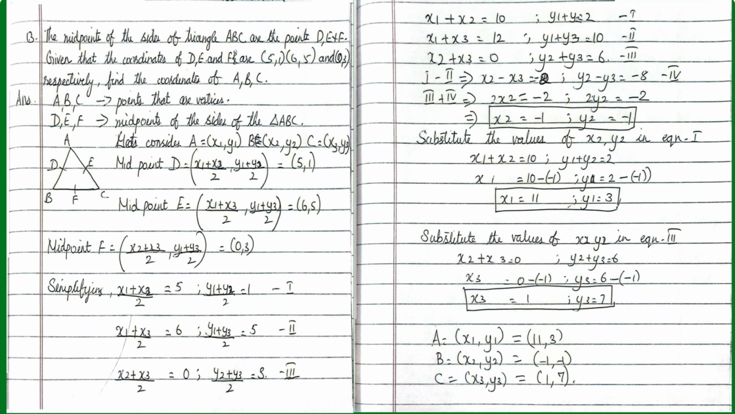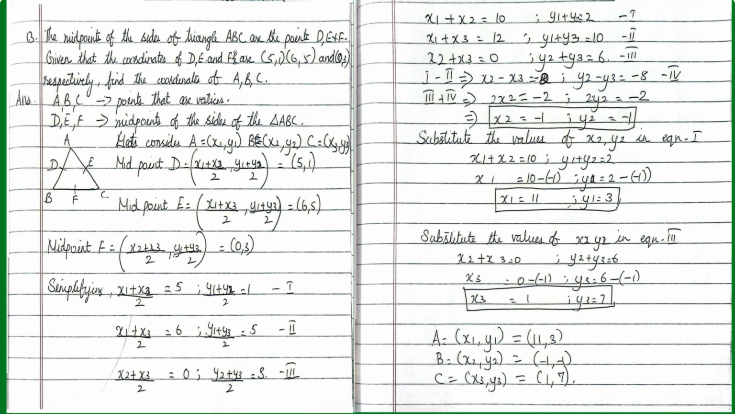A, B and C are the vertices of the given triangle, and D is the midpoint of AB, E is the midpoint of AC, and F is the midpoint of BC. The values of only the midpoints are given, and the coordinates of A, B and C we need to find out. So let's consider A, B and C, we do not know the values. So let's assume A to be equal to (x1, y1), B to be equal to (x2, y2) and C to be equal to (x3, y3).